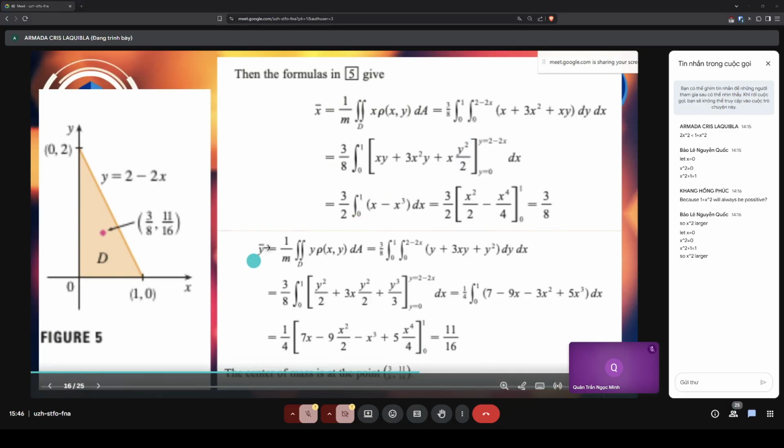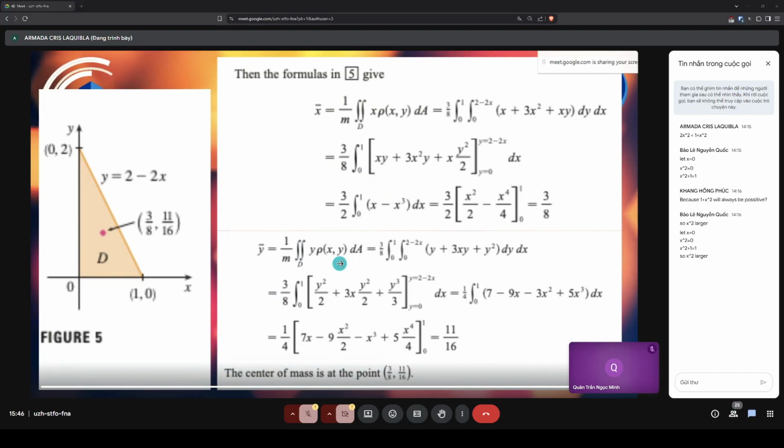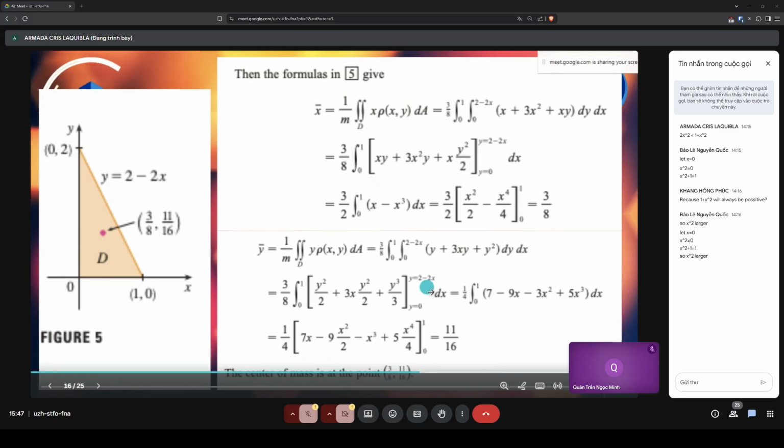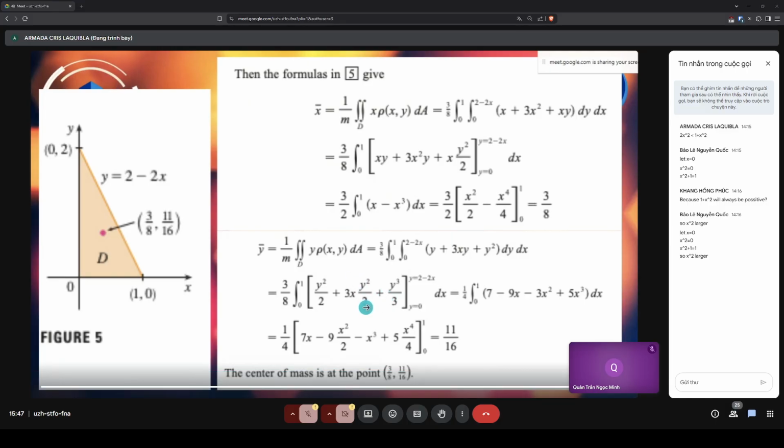Next, y bar. For your y bar, again, 1 over m, and then you multiply y in your rho function. So this becomes now y plus 3xy plus y squared dy dx. We still have 5 minutes. So the integral of this with respect to y, we have y squared over 2. This one becomes 3x, and then the integral of y squared over 2, plus your y squared becomes y cubed over 3. Now substitute 0 and then 2 minus 2x. No need to substitute 0 there, class, because all the terms there become 0. Just substitute the 2 minus 2x there.